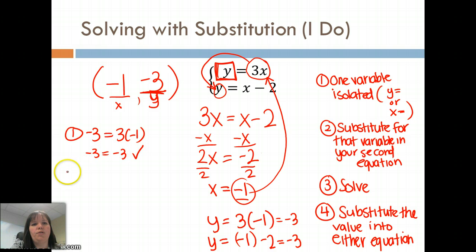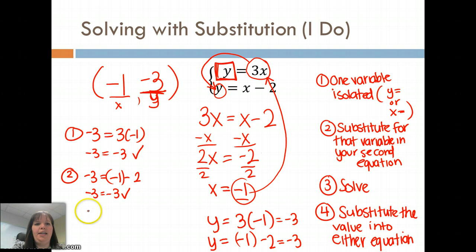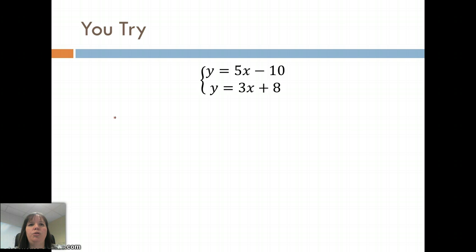It is, so it works for the first equation, but your point has to work for both equations. So -3 equals -1 minus 2. -3 equals -3. That's true also, so that is our solution. That is correct. So we want to check our answer, and I'll label this as check. So that was my I do. Here's your you do. You try it. Pause it, try it, and now here's the answer.